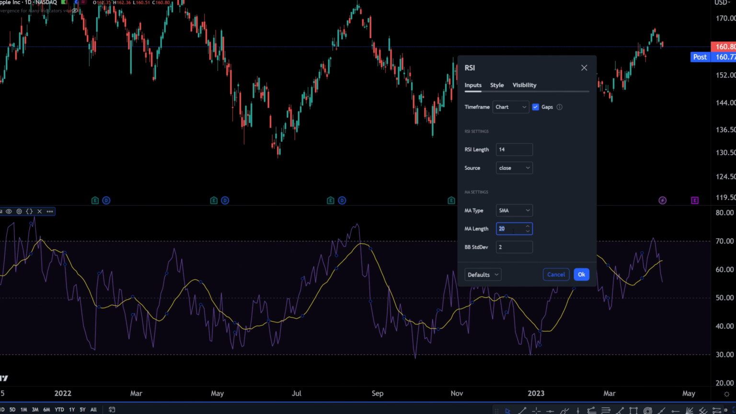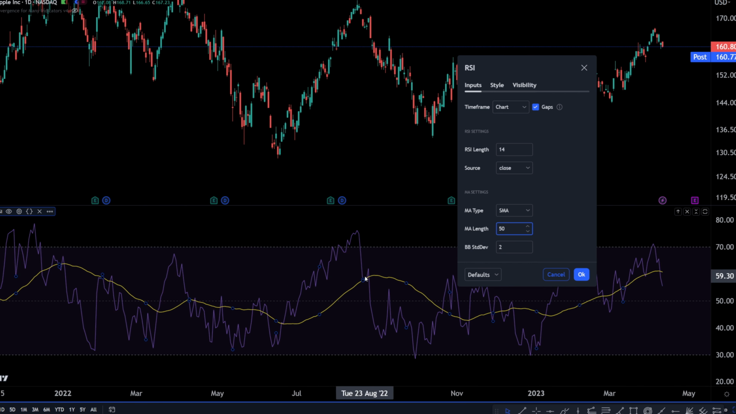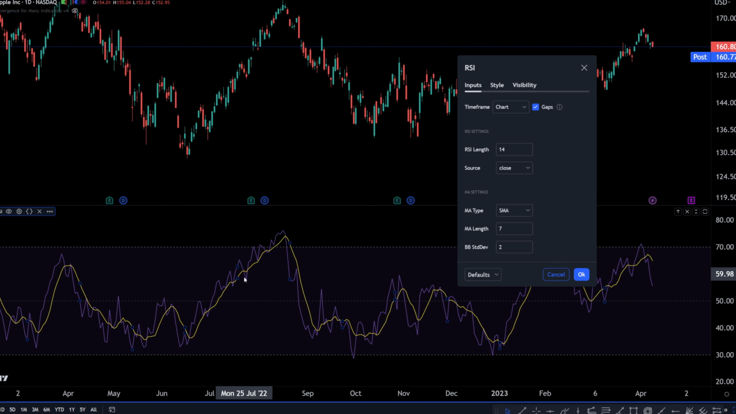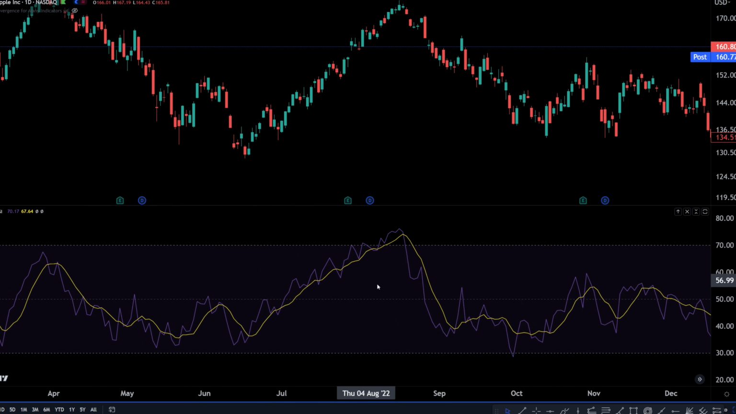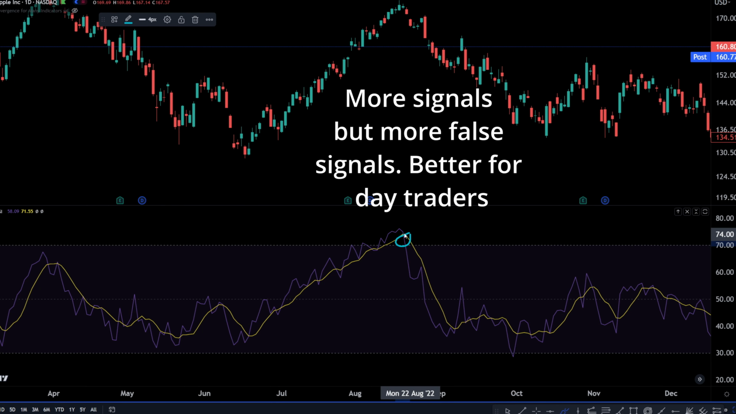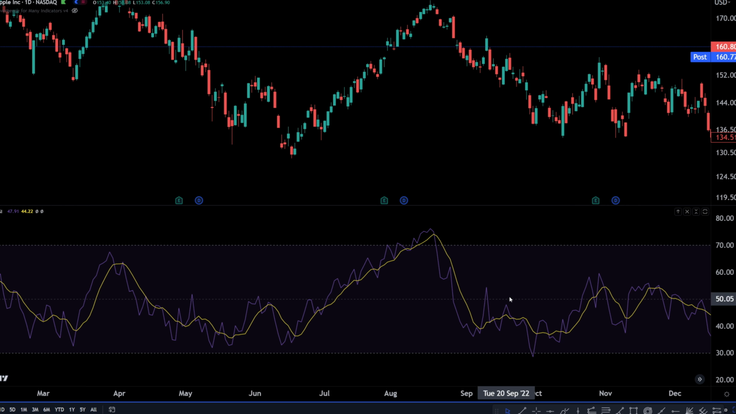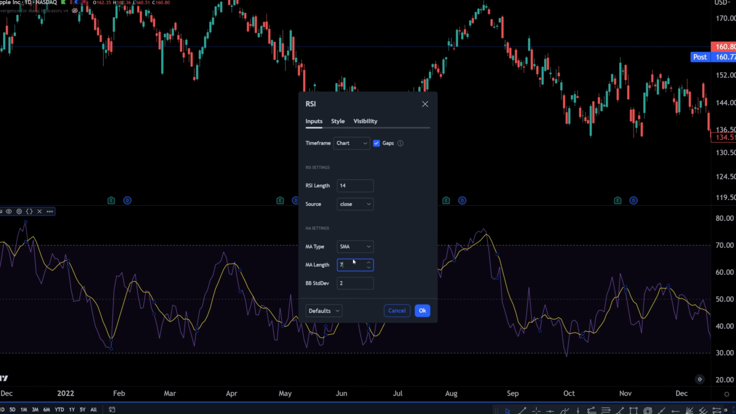This is only changing the RSI-based MA line. Using a shorter moving average length, for example 7 or 9, will make the RSI more responsive to recent price changes, resulting in faster moving averages that can generate more frequent crossover signals. This may be better for short-term traders, but you have to understand more signals lead to more false signals. Next, we have the longer moving average length.